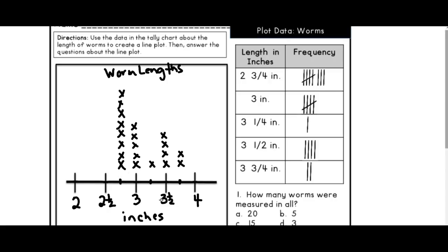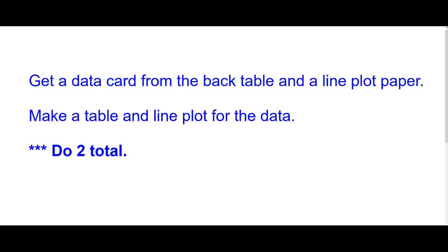Okay, so what you're going to do now is follow the directions on the screen. You're going to get a data card from the back table and a line plot paper. You're going to make a frequency table and a line plot for the data, and then you're going to do that one more time. So you're going to do two total. Okay? If you have any questions, make sure you ask, and make sure you hand in your paper when you're done.